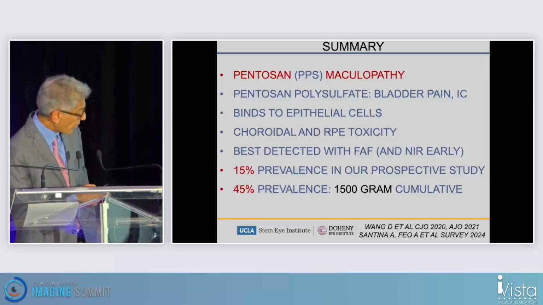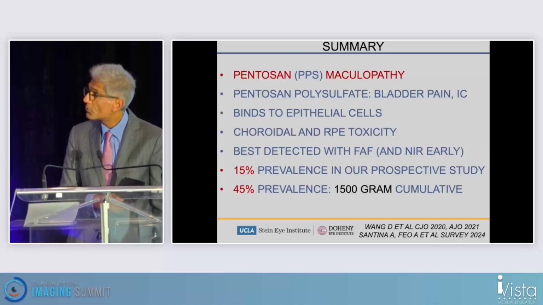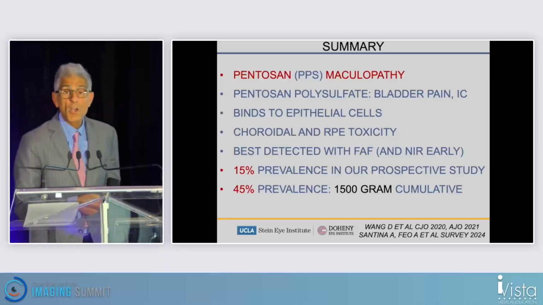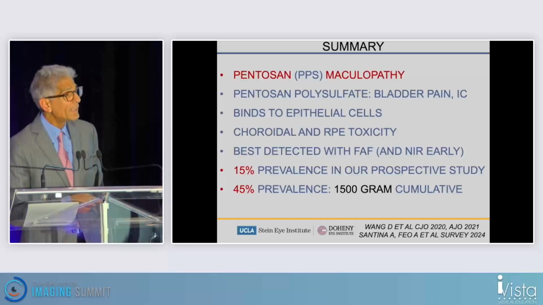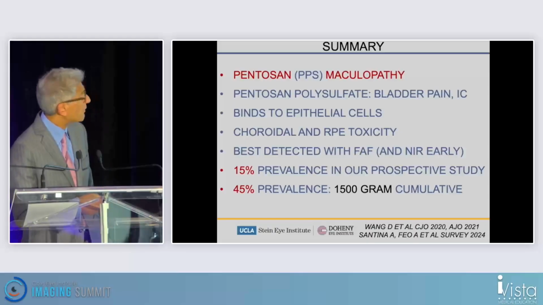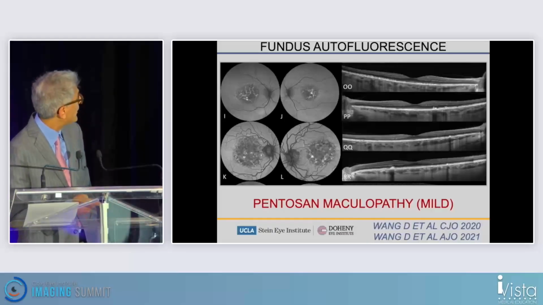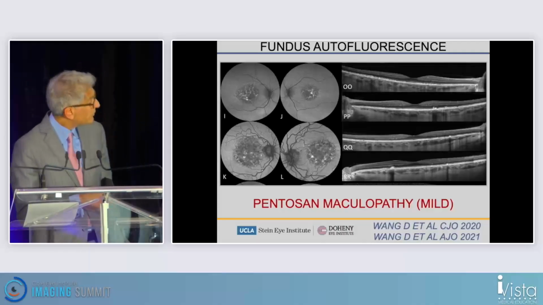This seems to be, I think, a relatively reliable prevalence, a 15% rate of toxicity, which is significant. But this rate of toxicity grows to almost 50% in patients who are exposed to a cumulative dosage of 1,500 grams or more. So this is a very toxic drug, and the findings that you'll see on autofluorescence and OCT are very reliably identified. And here are the patients, and we actually created a grading system of these patients.